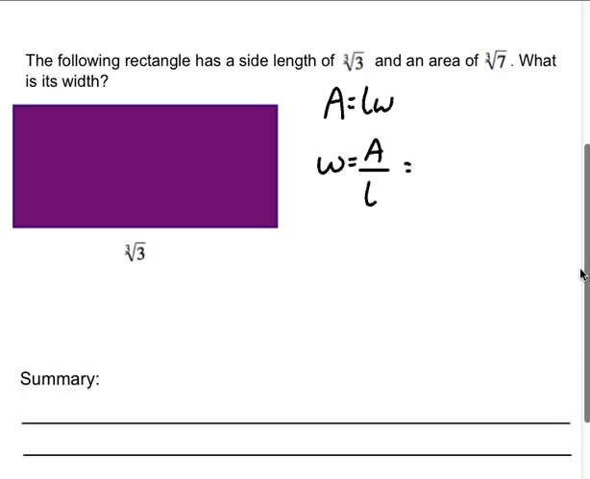So area divided by length, well, that sure looks like something we just did. That looks like a rationalizing the denominator problem. So let's take a look at how to go about doing that. It doesn't reduce at all, 7/3. There's no common factors in there to reduce it. So I'm just going to jump right into the completion part.